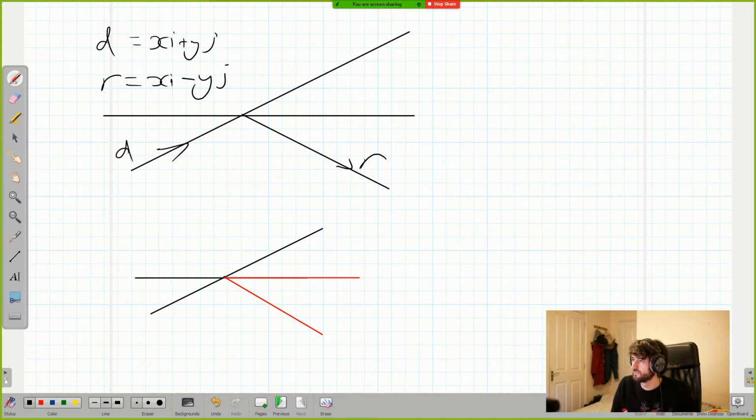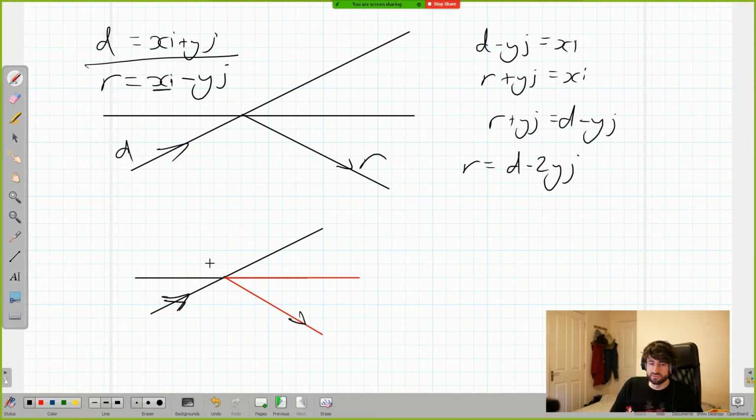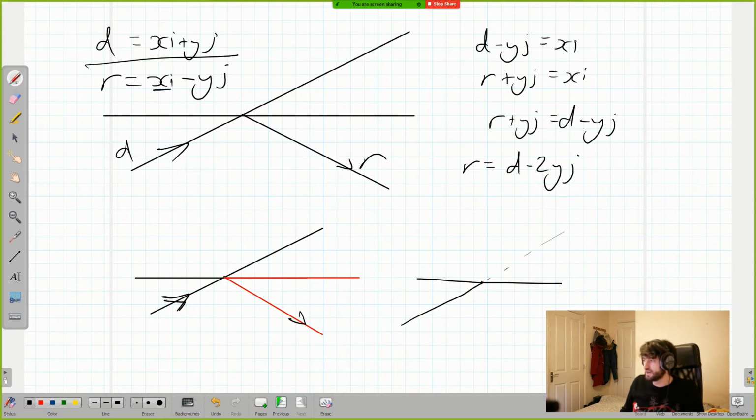If we put them equal to each other, we've got d minus yj equals xi from here. And then we can get the xi here: r plus yj equals xi. So therefore, r plus yj equals d minus yj. So r equals d minus 2yj. So r is the same thing as the original vector d minus its own y component twice. It goes up, and originally it was going to go this way, but if we subtract y once, it would go back to neutral, and if we subtract y again, it will return back from whence it came.